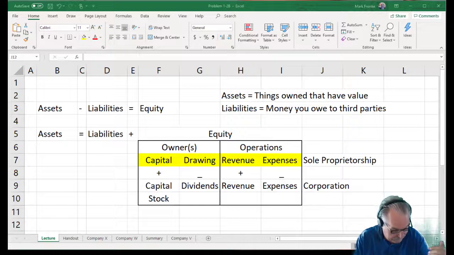So when we take these two things, assets and liabilities, and put them into the equation, equity is the balancing figure. So we don't really have a definition for equity other than the difference between assets and liabilities. That is the definition of equity.